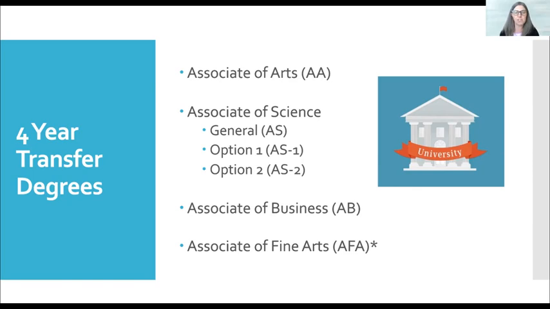The option 1 and option 2 degrees are less flexible because those majors at the university usually have more math and science specific prerequisites, so we try to build those into the degree. Option 1 is very common for students that are thinking about chemistry, maybe biochemistry or geological sciences. And option 2 is very common for our students that want to get into engineering or physics, sometimes computer science. Again, if you're interested in the STEM area but you're not sure which degree is the best fit, just meet with an advisor and we can help you determine that.